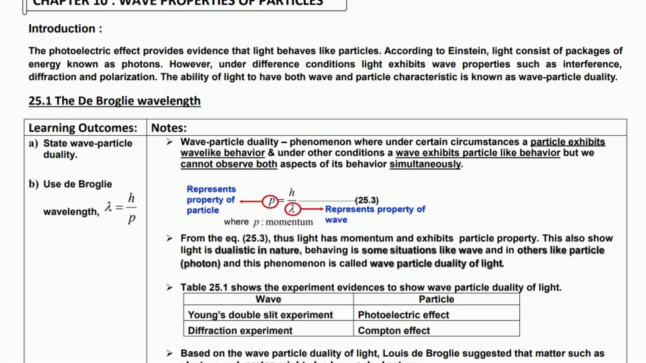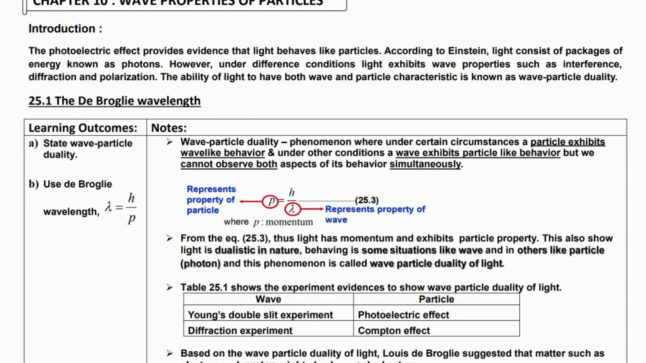So kita tengok. Okay. So, chapter 10, wave properties of particle. So, introduction. The photoelectric effect provides evidence that light behaves like a particle. According to Einstein, light consists of packages of energy known as photons. However, under different conditions, light exhibits wave properties such as interference, diffraction, and polarization. The ability of light to have both wave and particle characteristics is known as wave-particle duality.